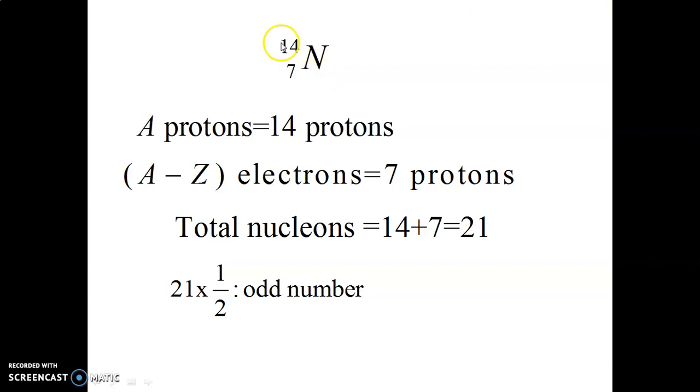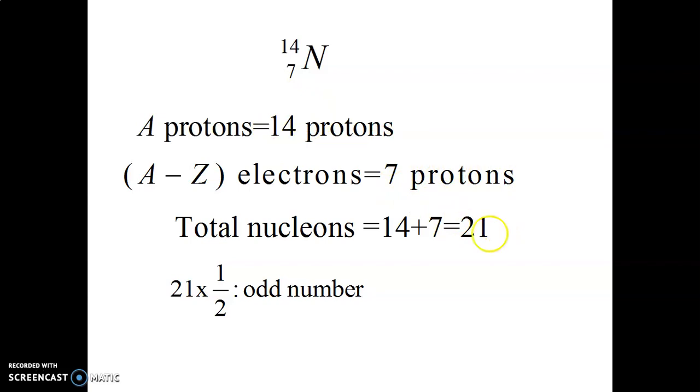For an example, look at this. This is nitrogen, where A is 14 and Z is 7. So A is 14. We know that A is the number of protons, so the number of protons is 14 and the number of electrons is A minus Z, which is 7. So what is the total number of nucleons? Nucleons means particles inside the nucleus. It is 14 plus 7, equal to 21.